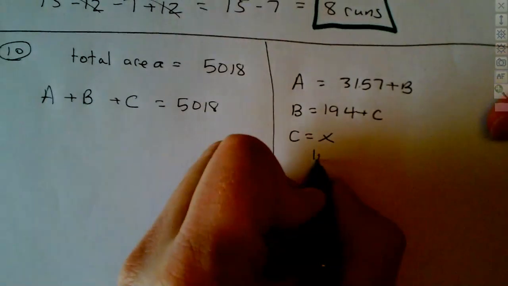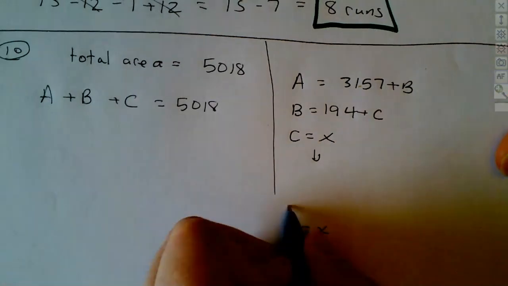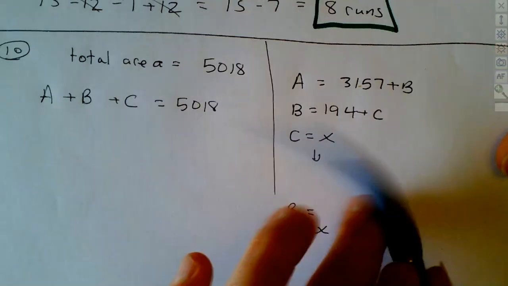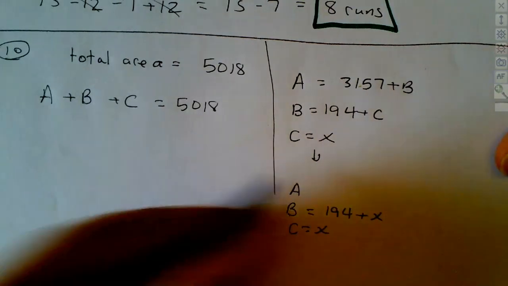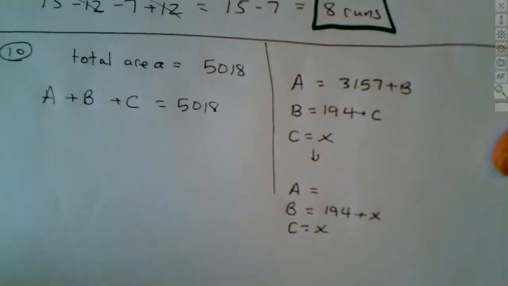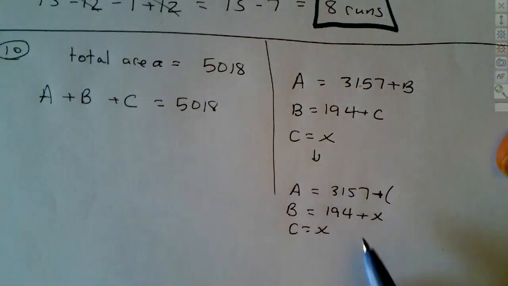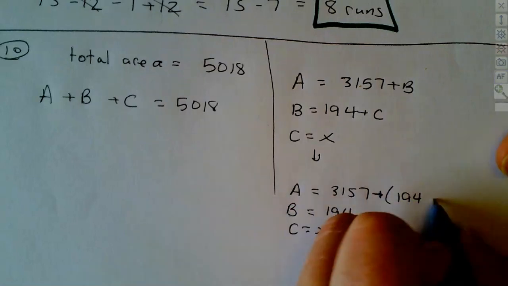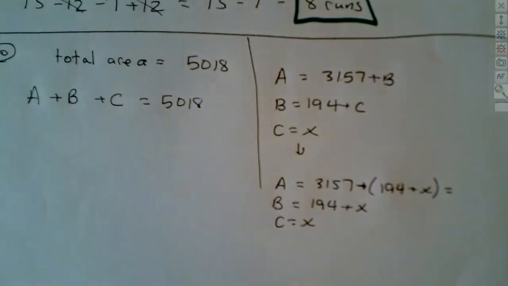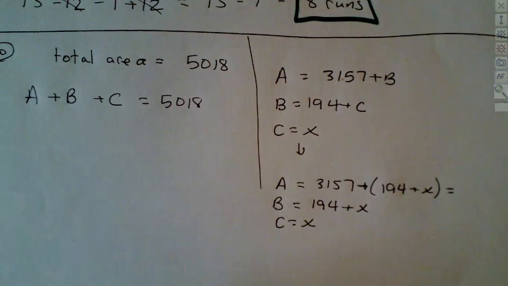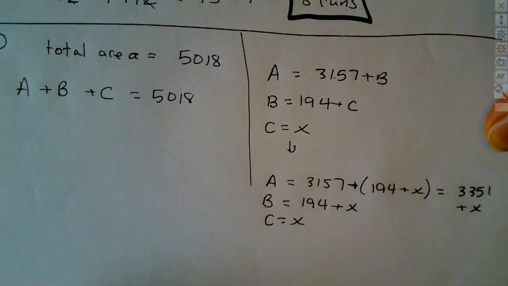Now, we can rewrite this and start at the bottom. We know that C is x, working up. We know B is 194 plus C, so that's 194 plus x. And what do we know about A? Well, working up, A is 3157 plus B, but B is 194 plus x, which, adding them together, gives you then 3351 plus x. So that's going to be your A there.